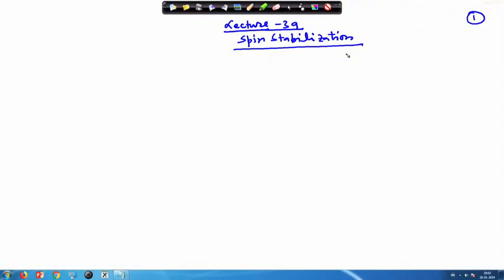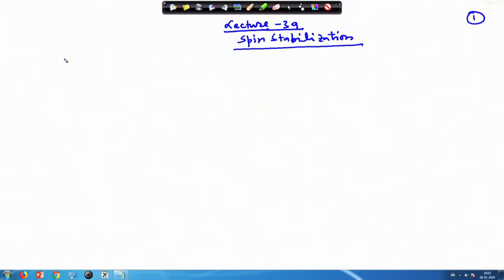Welcome to lecture number 39. So, we have been discussing the spin stabilization of a satellite, and that too in the presence of gravity gradient. So, we will continue with that. Last time we derived various relationships regarding the angles involved and the angular velocity involved.